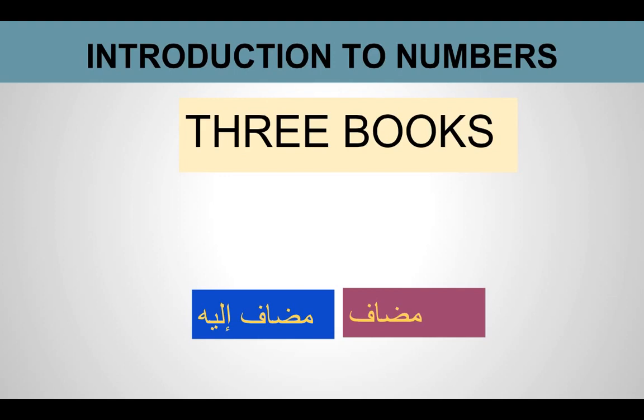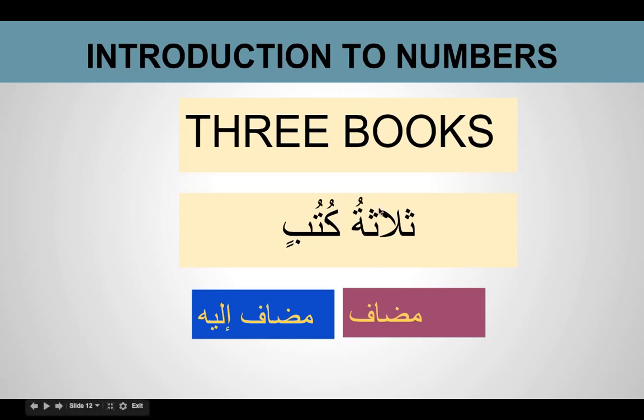So we have a number first and then the object, whereas for numbers 1 and 2 it is the object first and then the number. We need to remember this. So we say thalathatu kutubin. What do you say? Thalathatu. Why thalathatu? Because it's becoming mudaf and it cannot have al. So here, thalathatu kutubin is a mudaf ilayhi relationship.